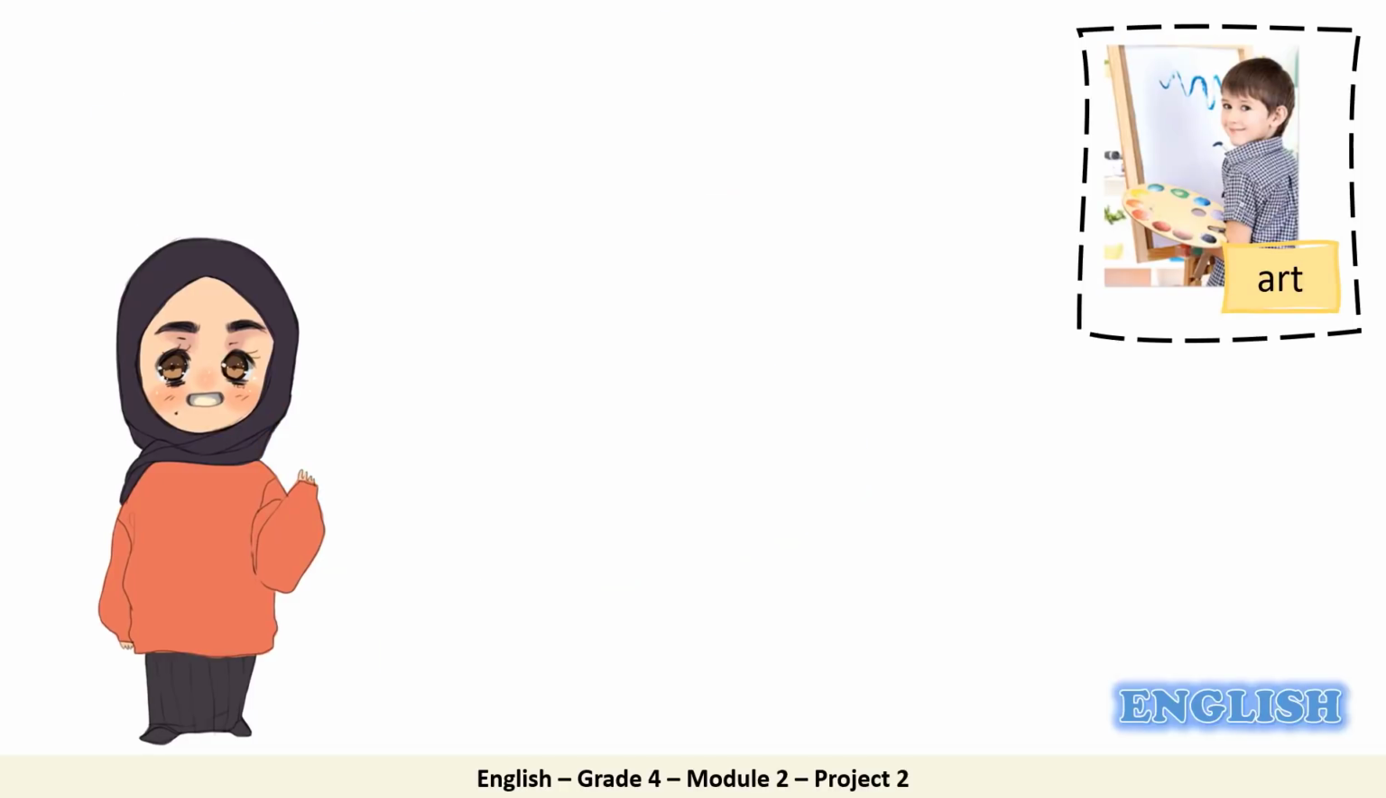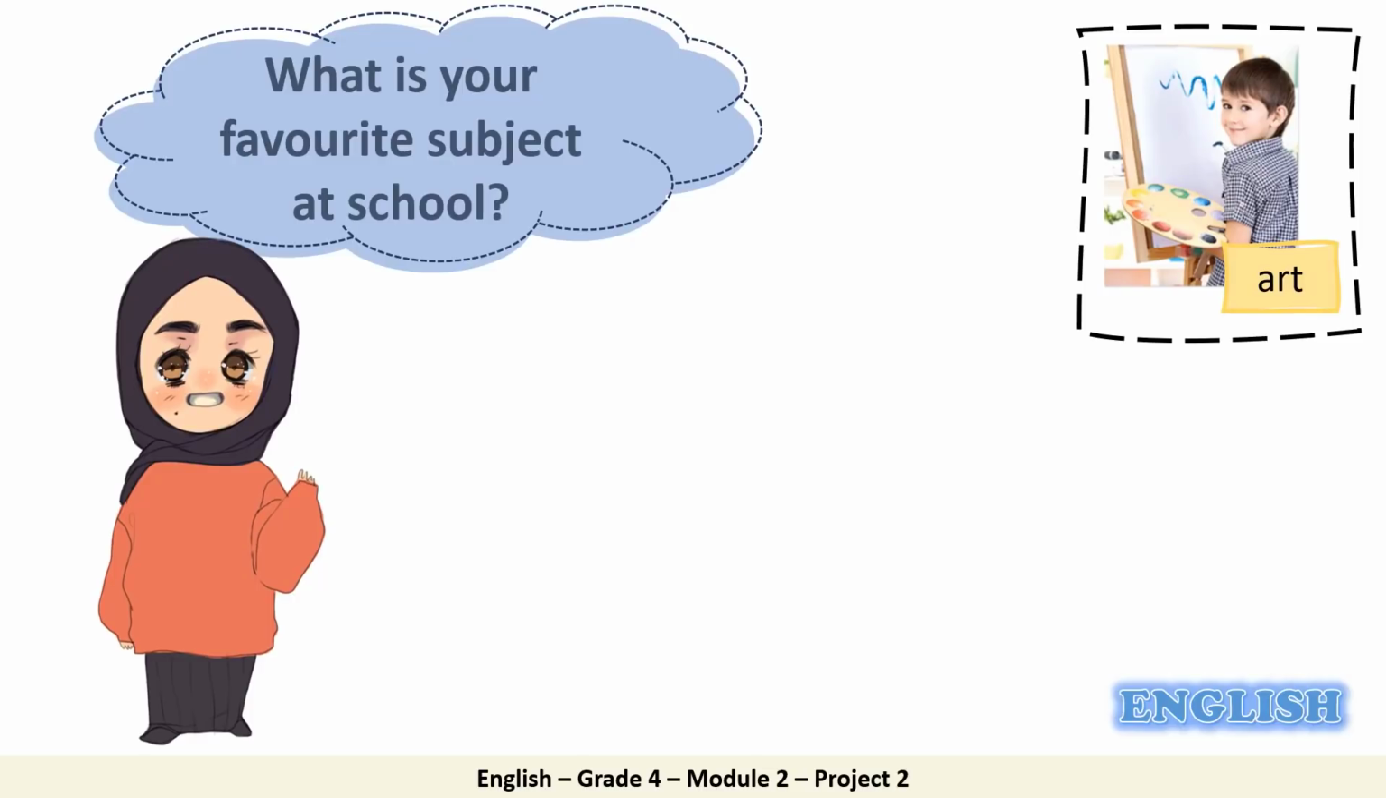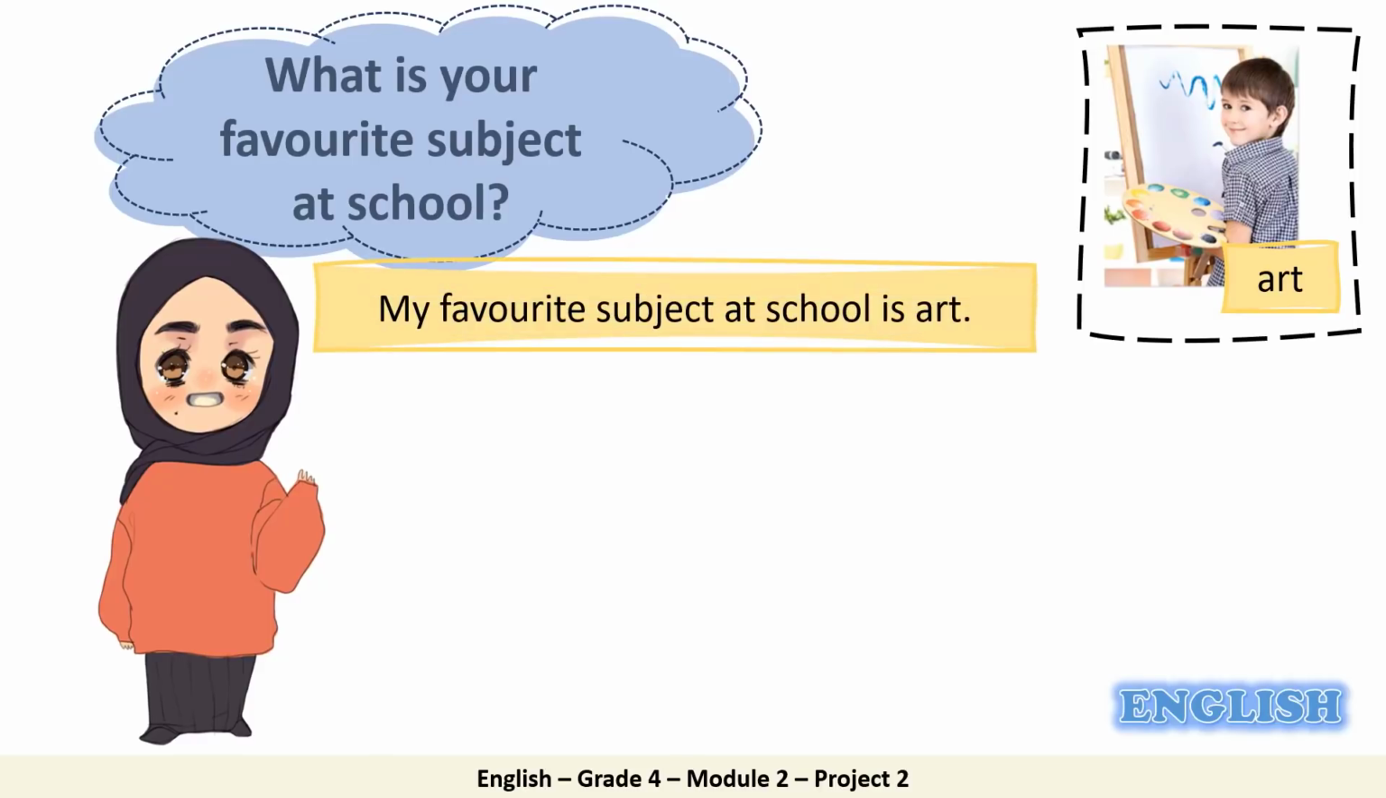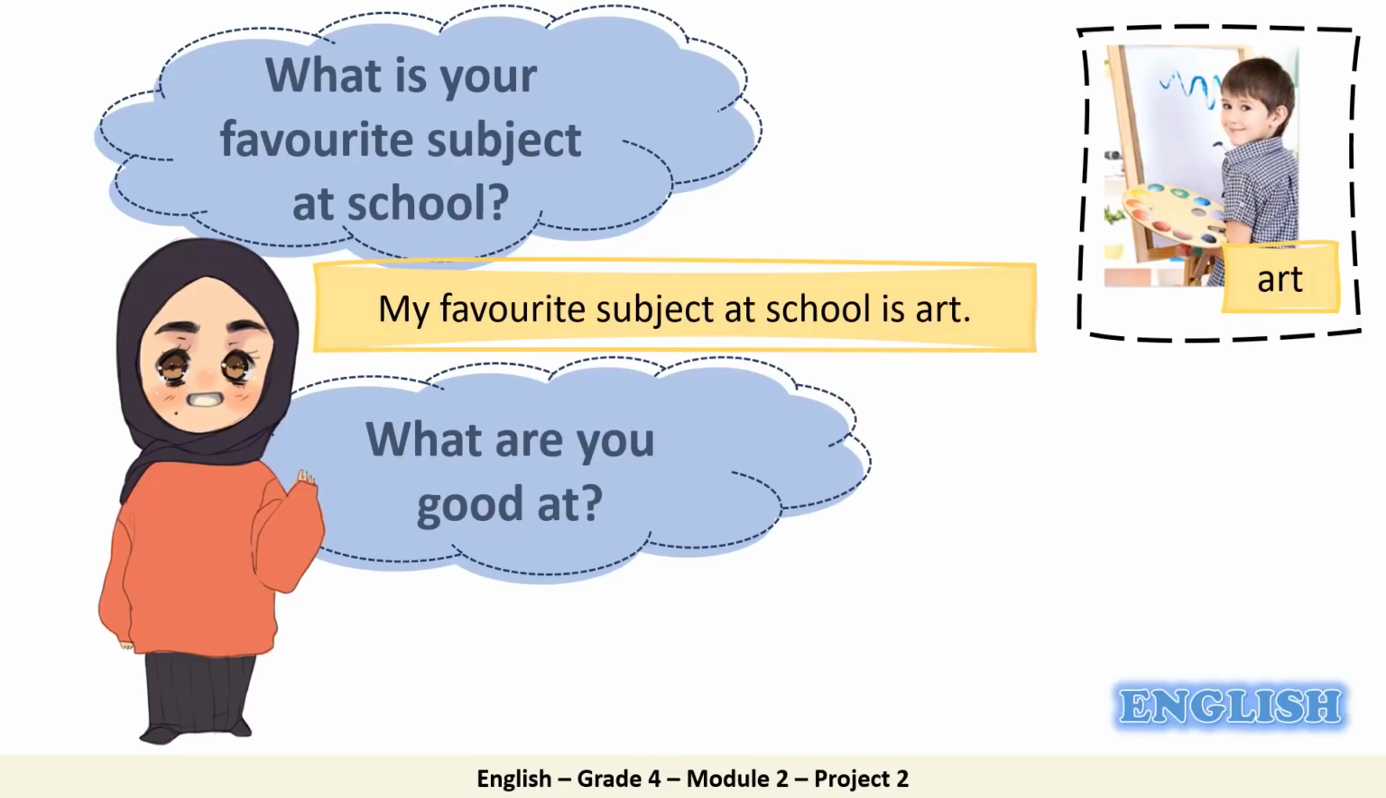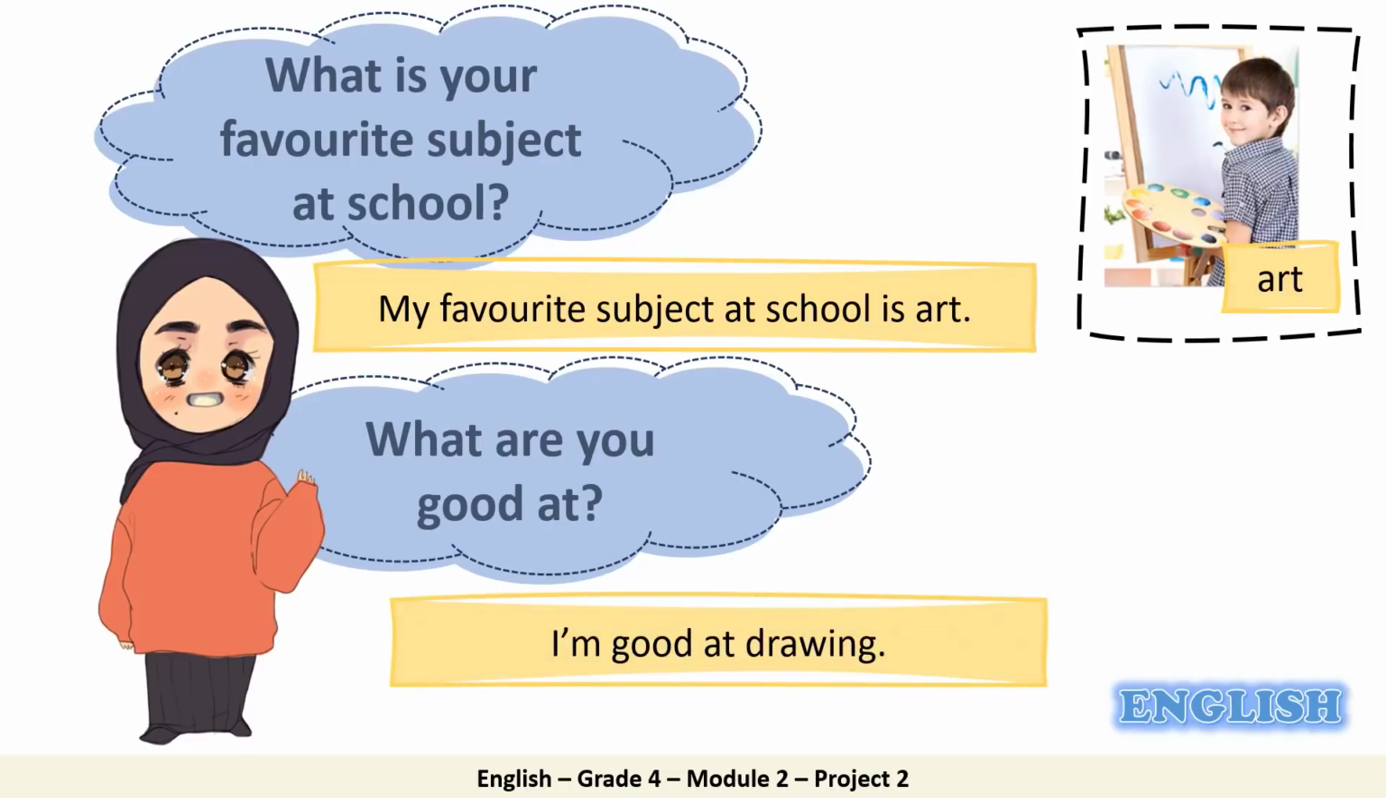Now let's move on and continue with the same activity. The first question. What is your favorite subject at school? Look at the picture and answer. My favorite subject at school is art. Super. Let's move on. What are you good at? If your favorite subject at school is art, then you must be good at drawing. So you would say, I'm good at drawing. Super.